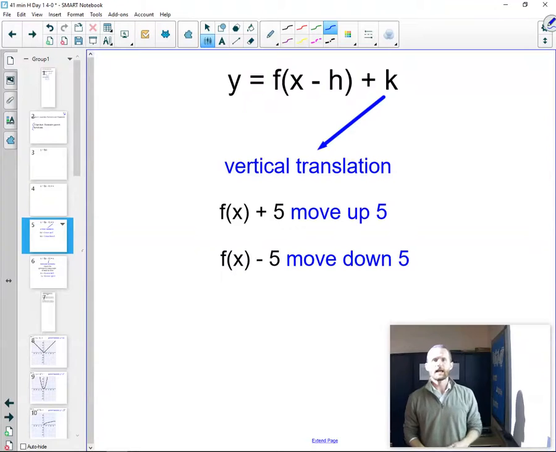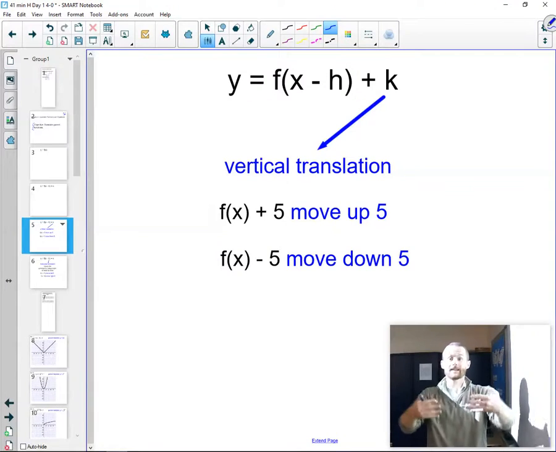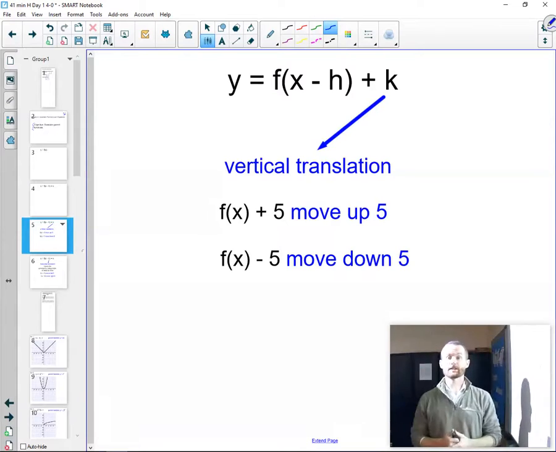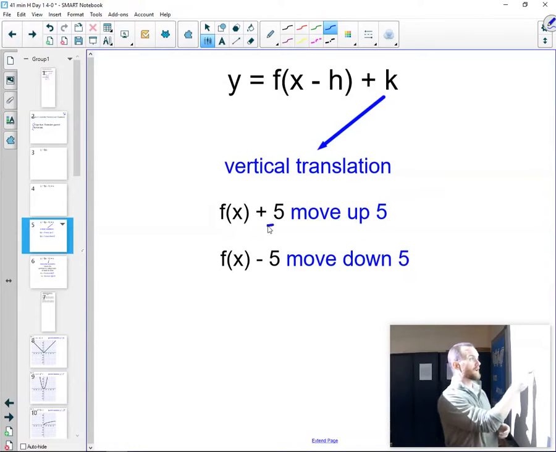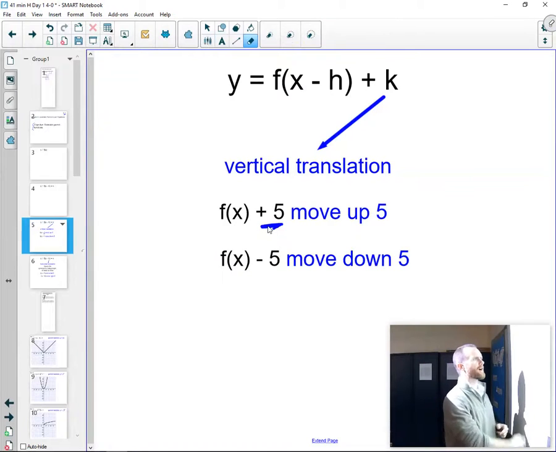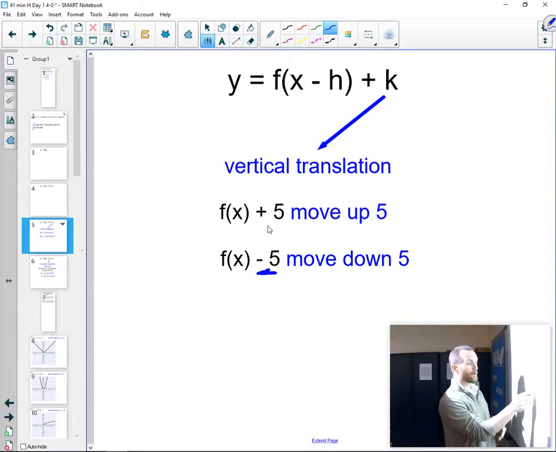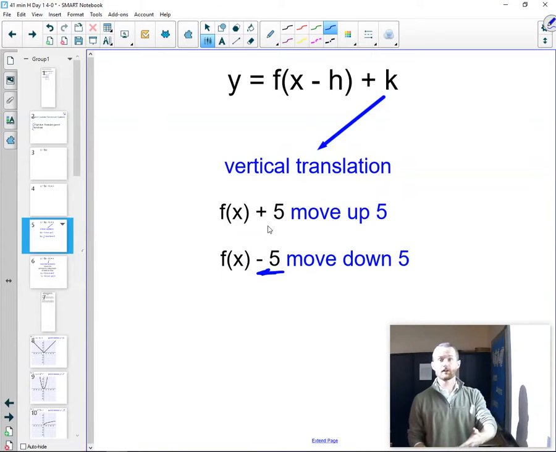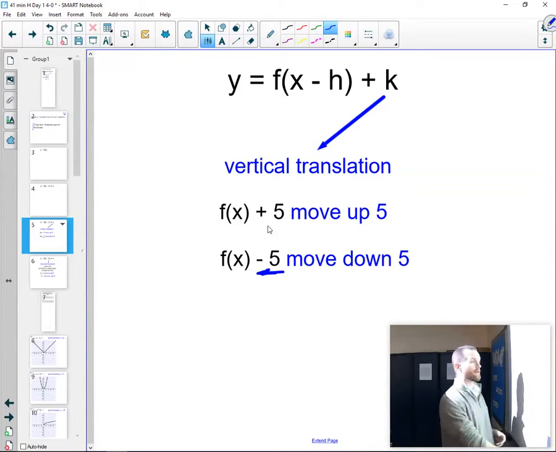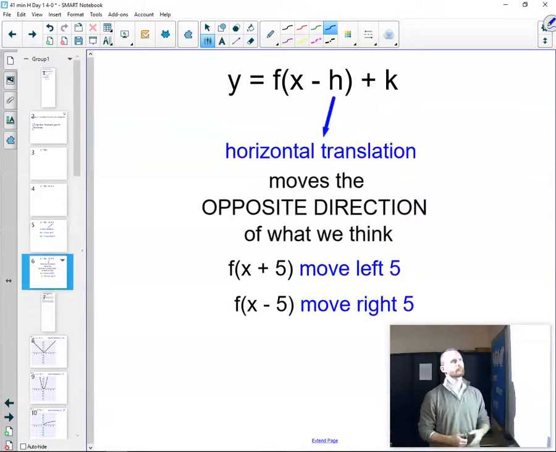Let's start with k. K is a vertical translation. It determines how far we move our function up and down. So if it's f of x plus 5, here we've got a plus 5 outside the most important part of the function, we just move up 5. It works exactly how we think it would. And then, if we've got a minus 5 outside the most important part of the function, then we move down 5. That's it. H works a little bit differently, though.